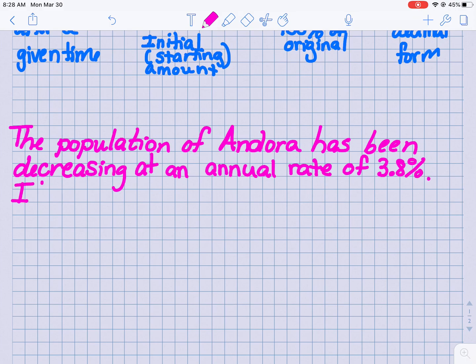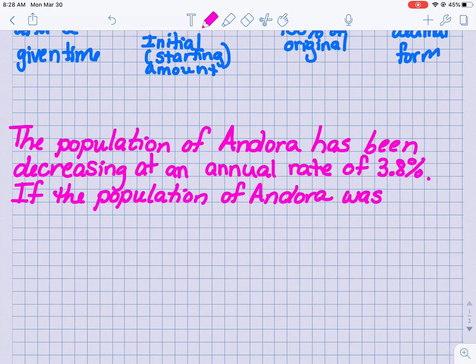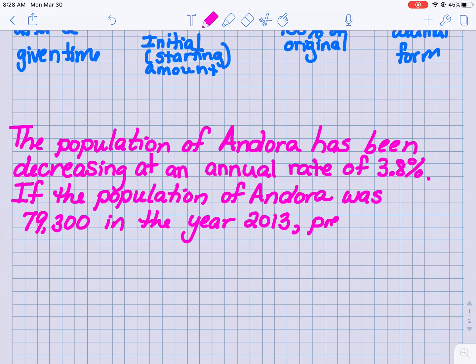If the population of Andorra was 79,300 in the year 2013, predict, again, it's always a prediction, the population in 2030.